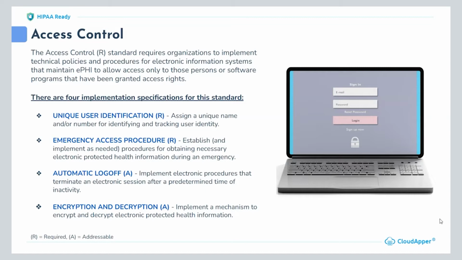Unique user identification is assigning a unique name and/or number for identifying and tracking user identity. Emergency access procedure is establishing procedures for obtaining necessary electronic protected health information during an emergency. Automatic log-off is implementing electronic procedures that terminate an electronic session after a predetermined time of inactivity. Encryption and decryption are implementing a mechanism to encrypt and decrypt electronic protected health information.